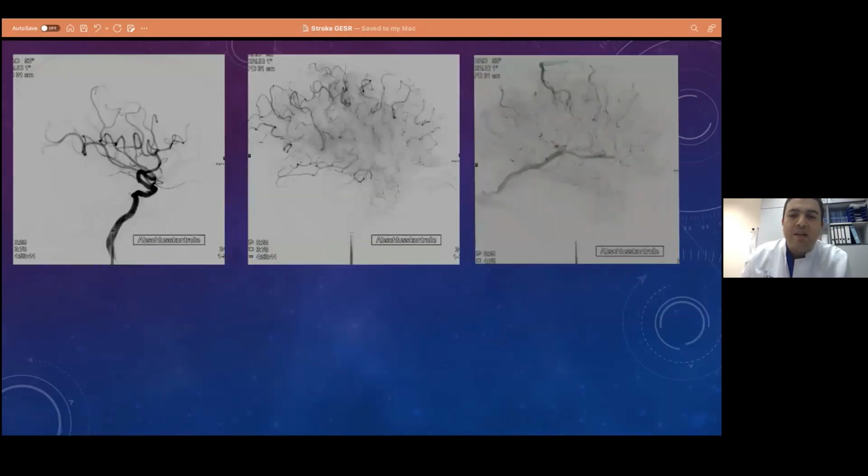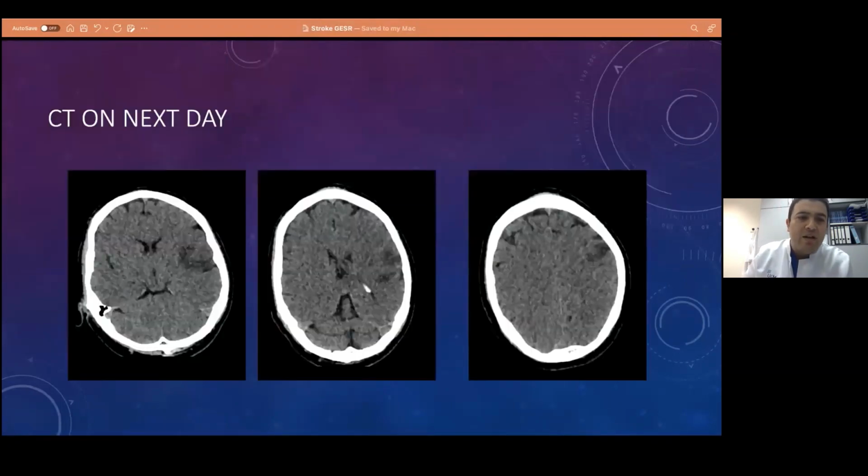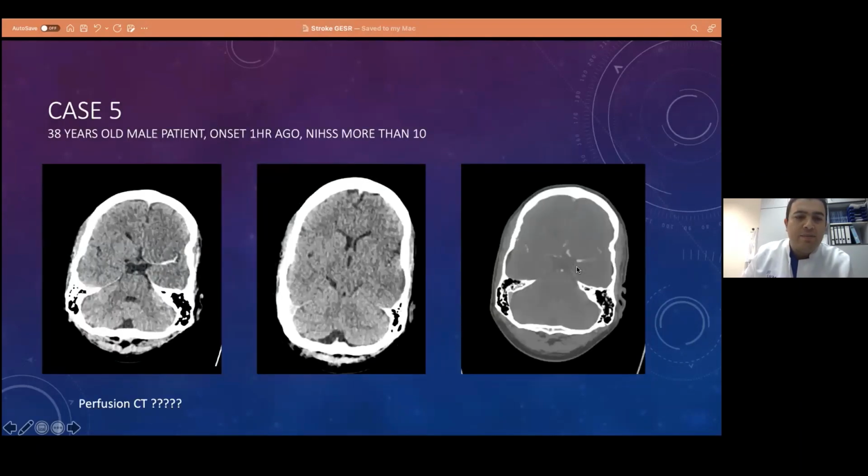And to look at the final results from the whole thrombectomy, you have again the middle cerebral artery, the branches are contrasted, so it's a very good result. CT on the next day, of course, we expect to see infarct demarcation, and in this case we saw it also. You can see it in the temporal lobe and here. This was that case.